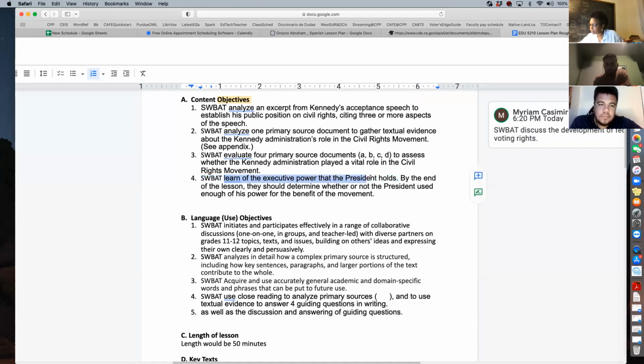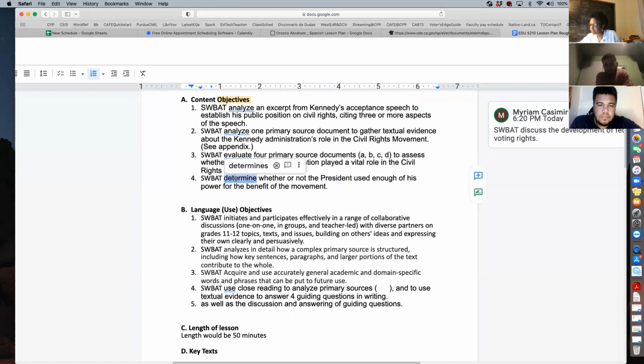Okay. Students will be able to, instead of determine, let's say that they infer, make reasonable inferences about whether or not the president used enough. Okay.